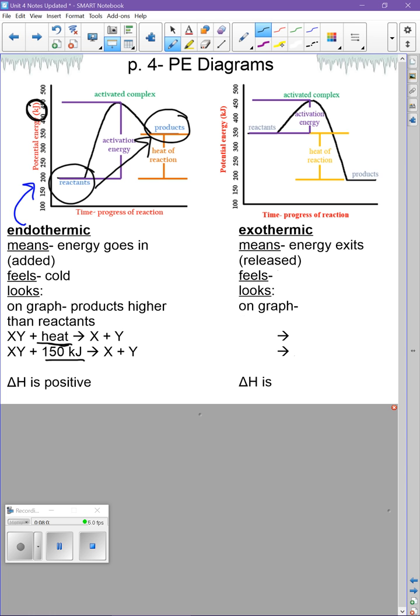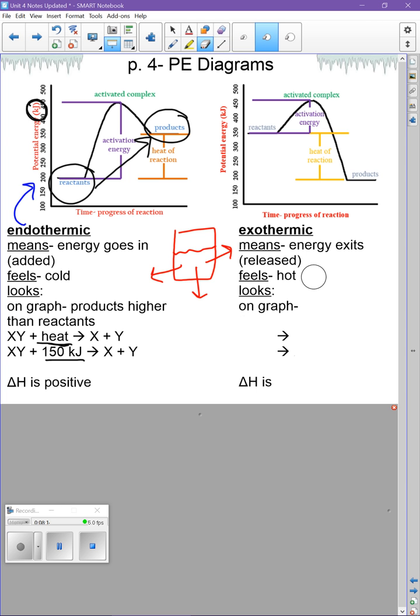So if I think about that in terms of my beaker again, here's my beaker, my chemical reaction is happening here, the heat is going to go out. And so if your hand was next to that beaker, you'd be able to feel all of that heat being released, so it would feel warm or hot to you.